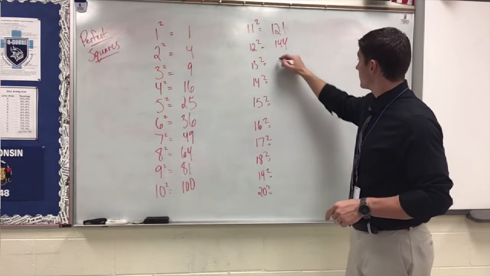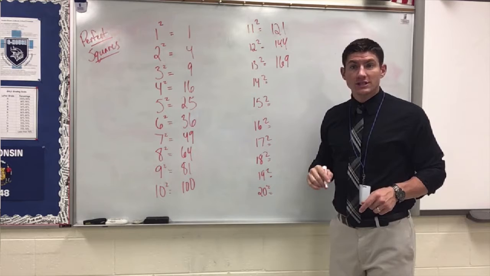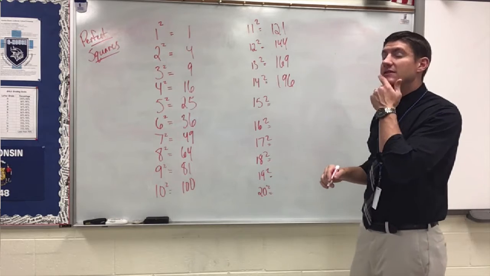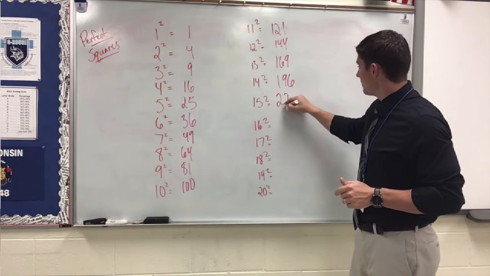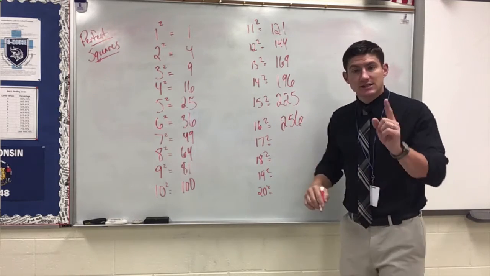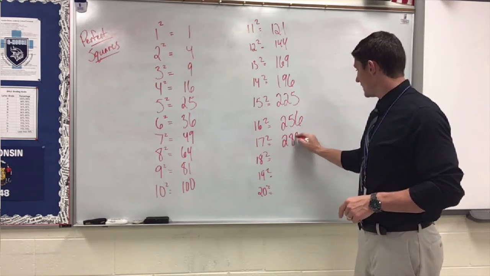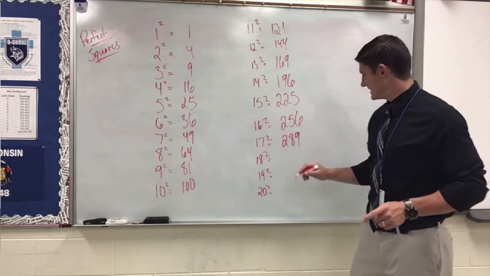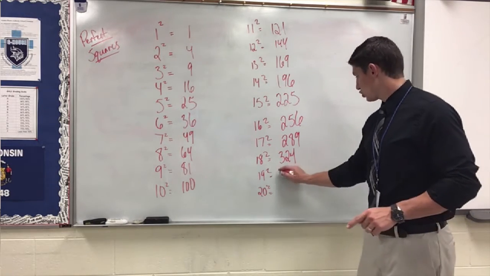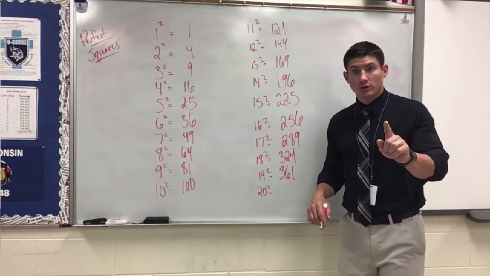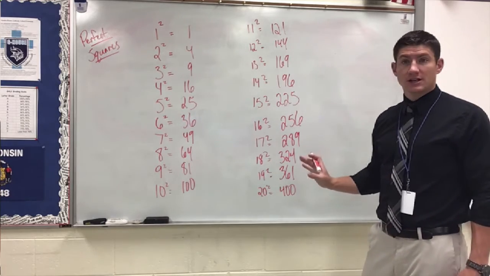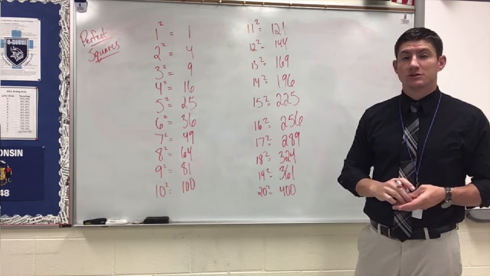13 squared, 13 times 13 is 169. 14 squared, 14 times 14 is 196. 15 squared, 15 times 15 is 225. 16 squared, 16 times 16 is 256. 17 squared, 17 times 17 is 289. 18 squared, 18 times 18 is 324. 19 squared, 19 times 19 is 361. 20 squared, 20 times 20 is 400. Feel free to watch this again to help you remember each of those terms as our perfect squares.